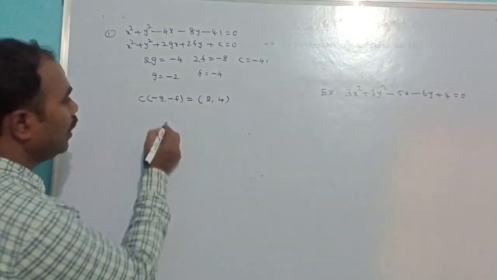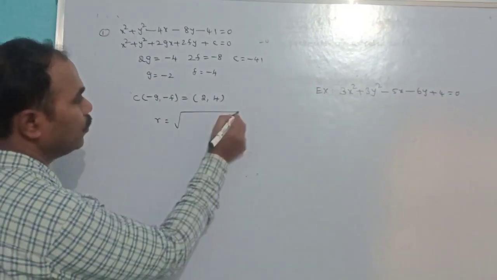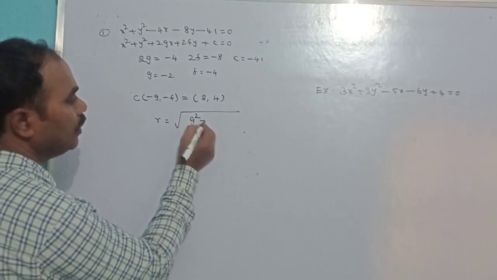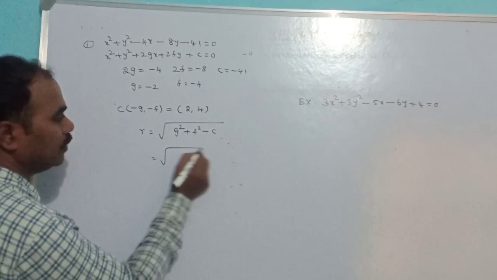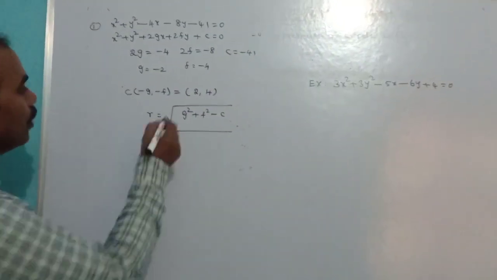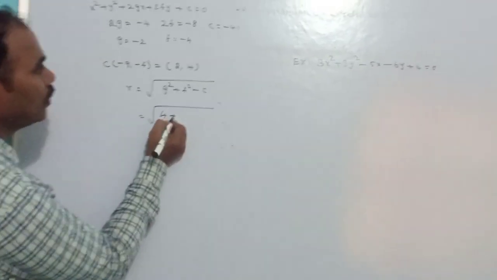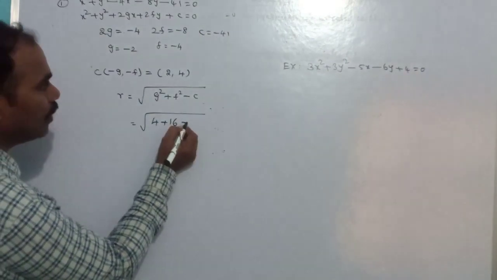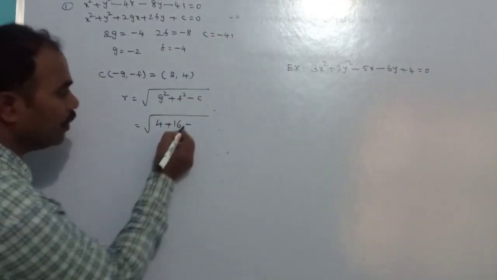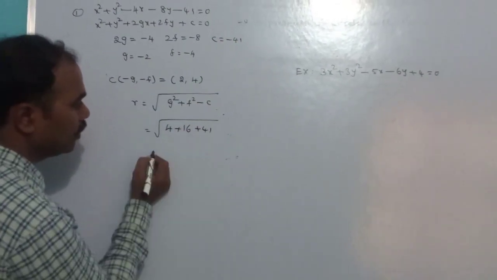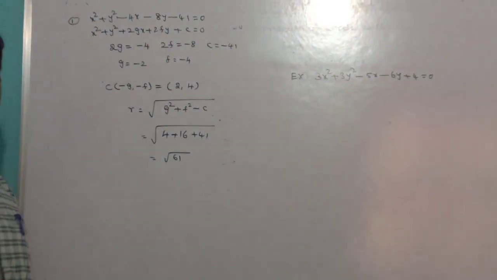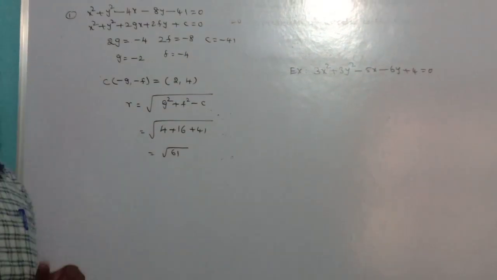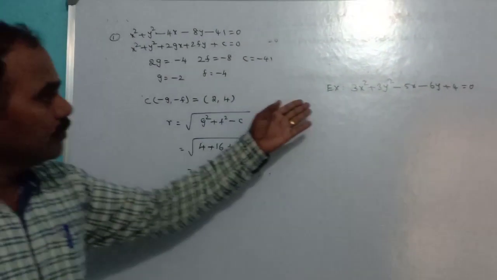And radius is root over g square plus f square minus c. This is root over g square means 4, f square 16, minus c means minus 41, which is plus 41, which is equal to root of 61. This is the center and radius. Let us move to the next problem.